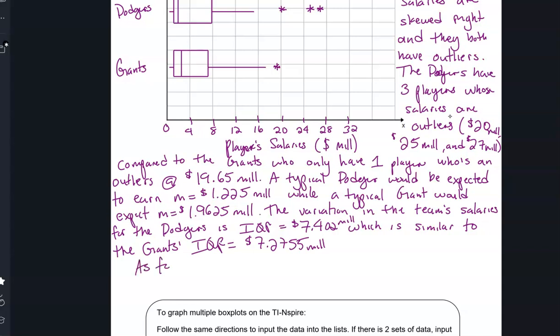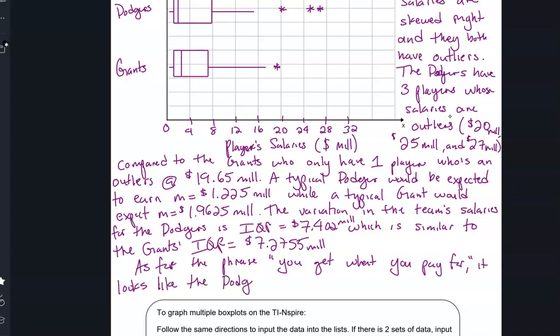But in terms of the Dodgers, it definitely looks like it works. So as for the phrase, you get what you pay for, it looks like the Dodgers managers agree. And the data supports that. So even though they pay a lot, they win a lot. All right, very nice.